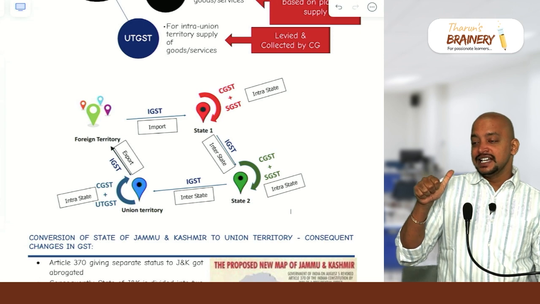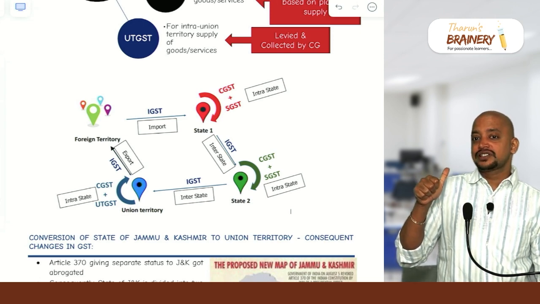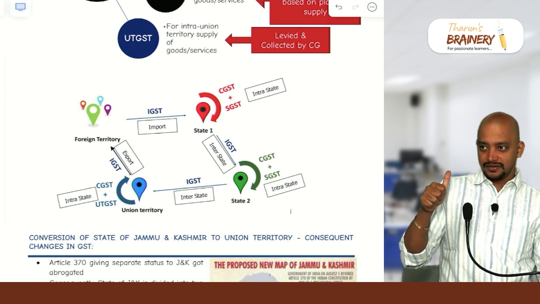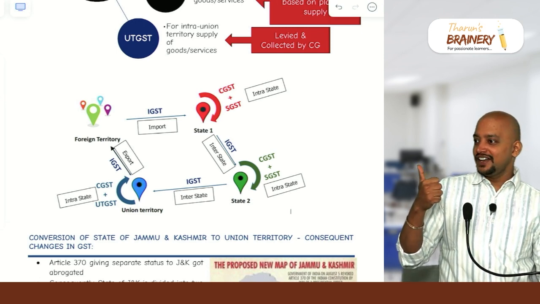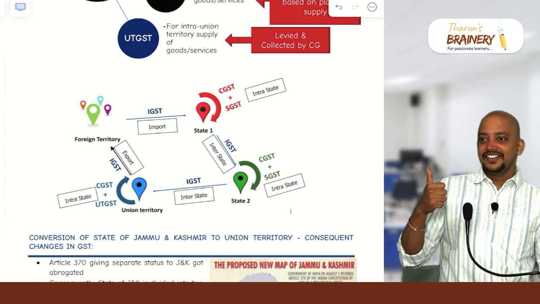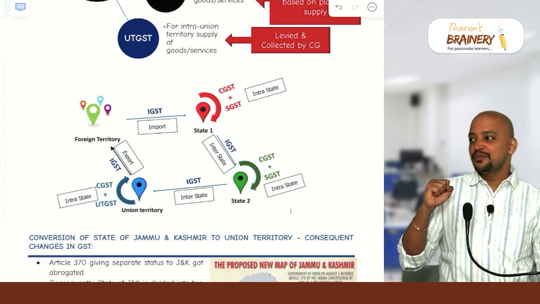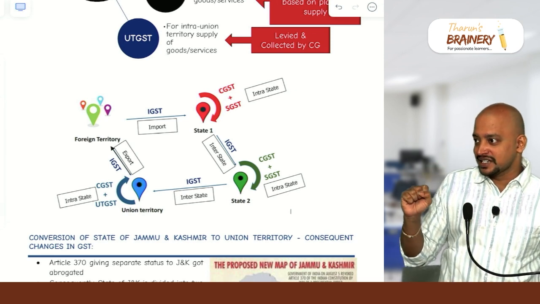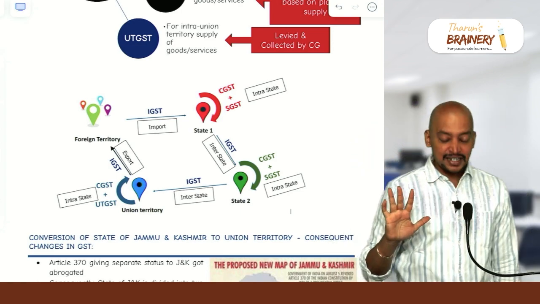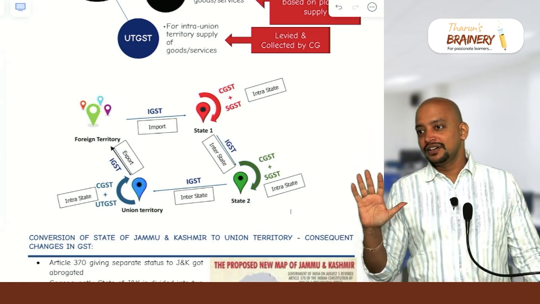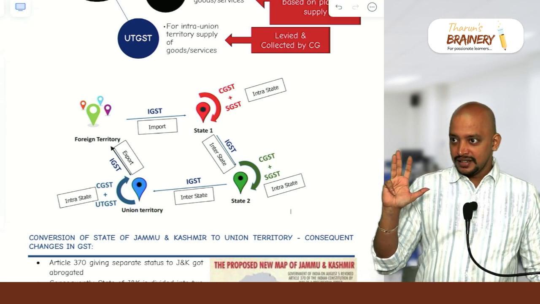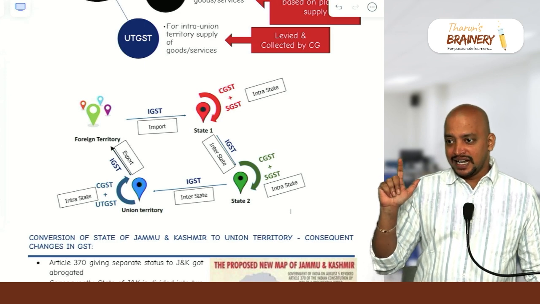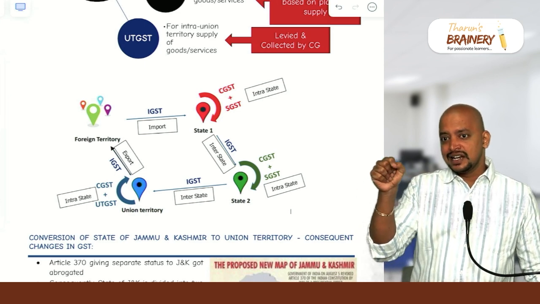No, again Delhi is not a union territory without state legislature. It's a union territory with state legislature. Ladakh, not Jammu and Kashmir, it is Ladakh. Ladakh is also a union territory without state legislature. So these are the 5 union territories where the UTGST Act will be applicable: Daman, Diu, Dadra, Nagar Haveli, then Andaman and Nicobar, Lakshadweep, Chandigarh, Ladakh.